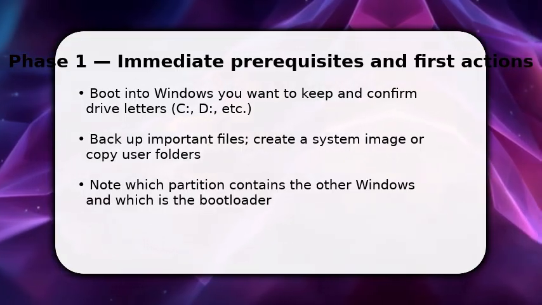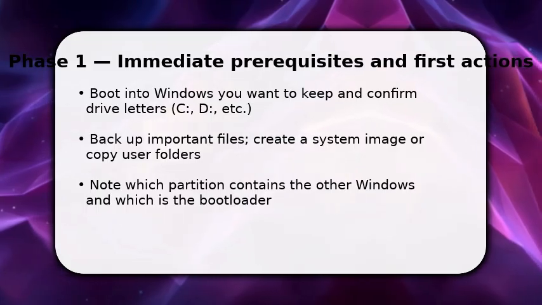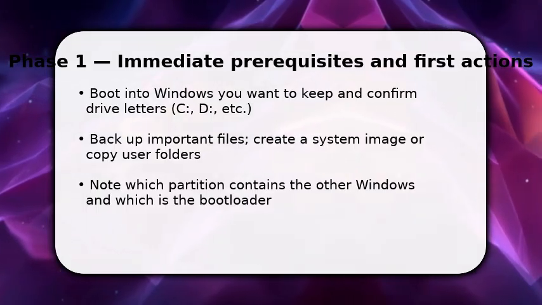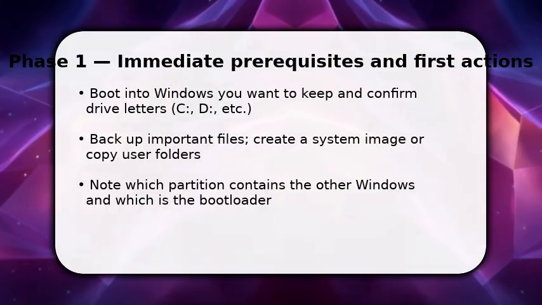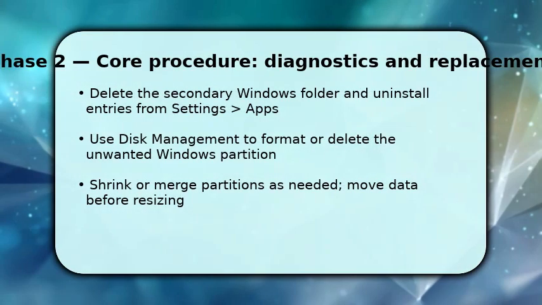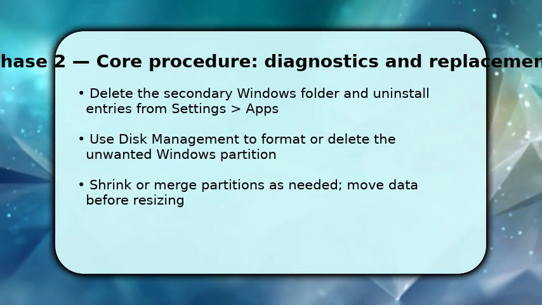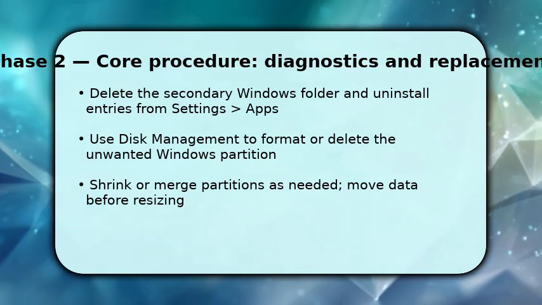Also, open Disk Management to identify the partition holding the secondary Windows and where the bootloader resides. This map prevents accidental data loss and speeds the process. Next, remove the unwanted operating system files and free the partition.